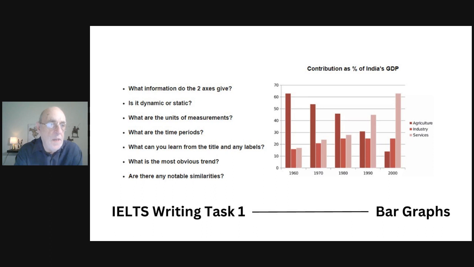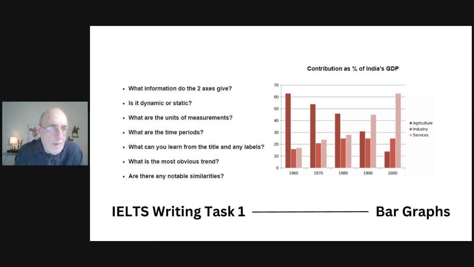So with a bar graph, you always want to look at the axes. What's the information that the axes give? And in this case, it's percentages on the x-axis and decades or years on the y-axis.